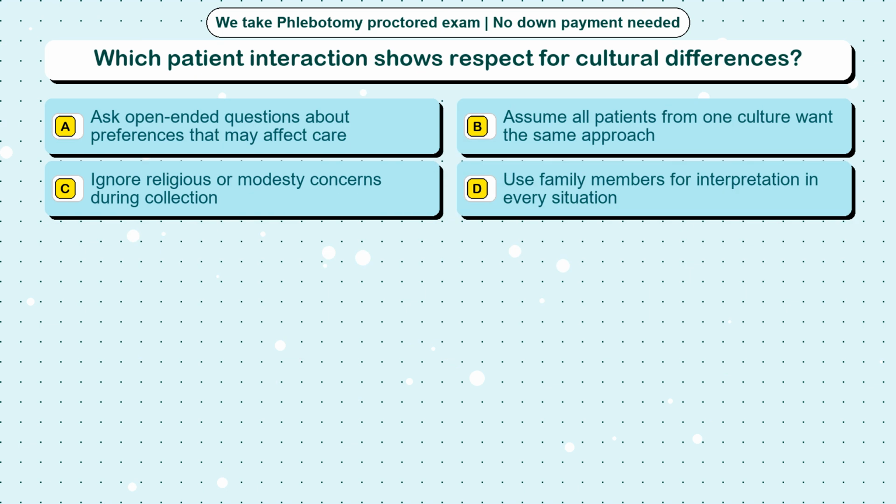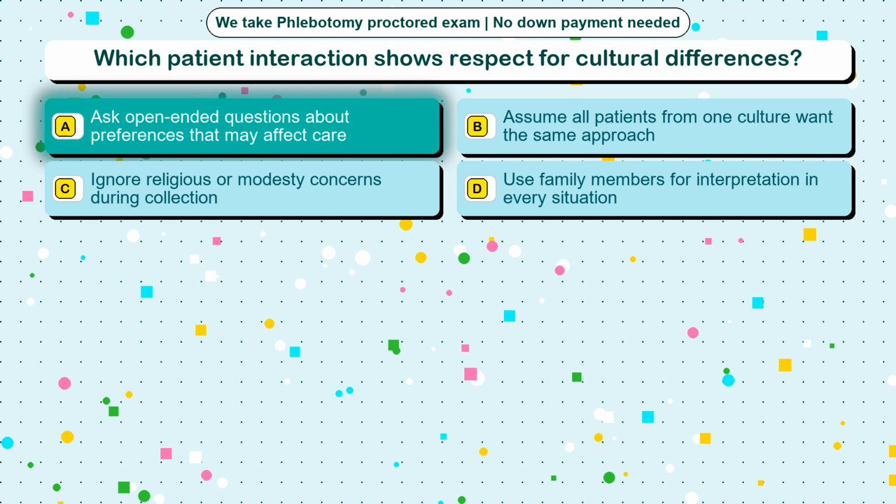Question 41. Which patient interaction shows respect for cultural differences? Option A. Ask open-ended questions about preferences that may affect care. Option B. Assume all patients from one culture want the same approach. Option C. Ignore religious or modesty concerns during collection. Option D. Use family members for interpretation in every situation. The correct answer is option A.